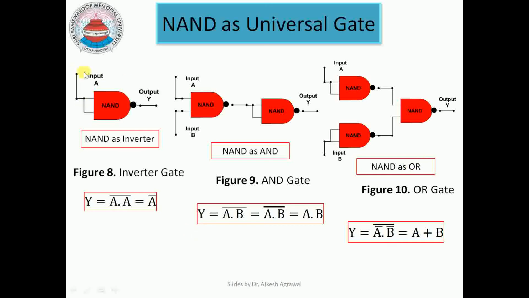So if we see this figure 8, we can see that here the inputs are shorted. So we have A and A, where A and A is A. So what we are getting is Y equals A inversion. That is, the input is inverted. So like this, a NAND gate, when inputs are shorted, acts as an inverter gate.